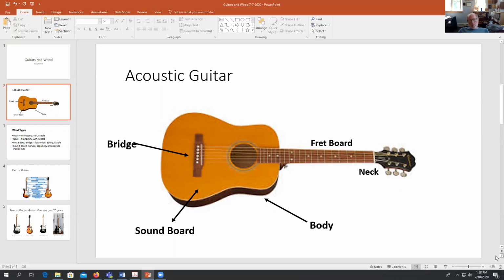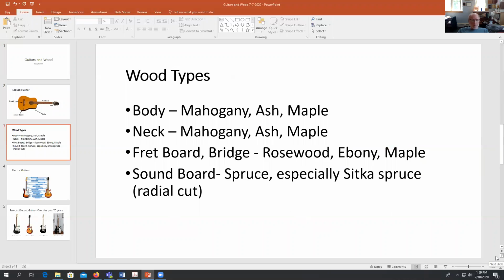And then there's the fretboard, where the strings are pressed against the neck in such a way that they can make the various notes that are played. Each particular part of the guitar will use a particular type of wood species to create that special sound that we so much like.